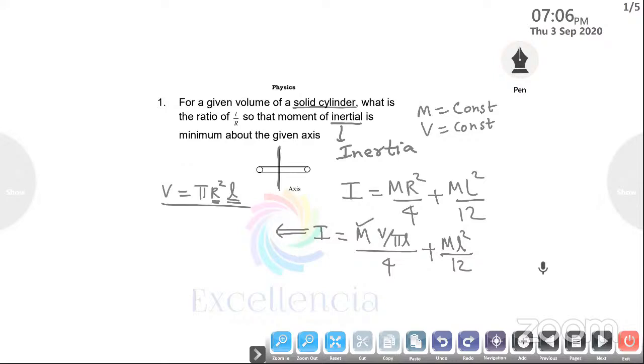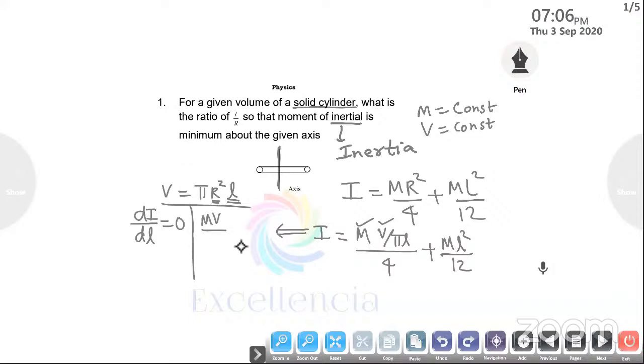Mass is a constant, volume is a constant. Okay, so the only variable is length. The length is a variable here. So if you differentiate that and equate it to 0, differentiation of moment of inertia with respect to length, and equate it to 0. What will you get?